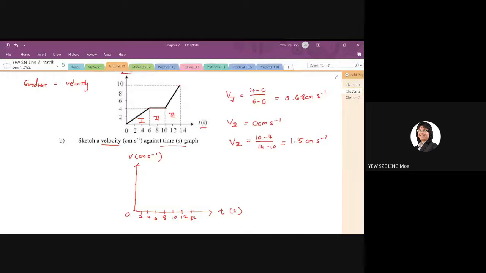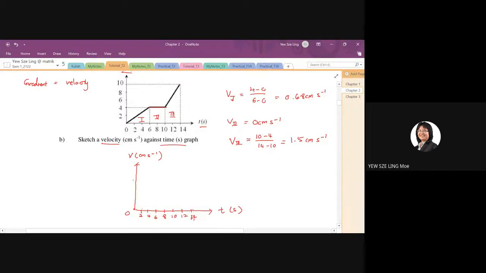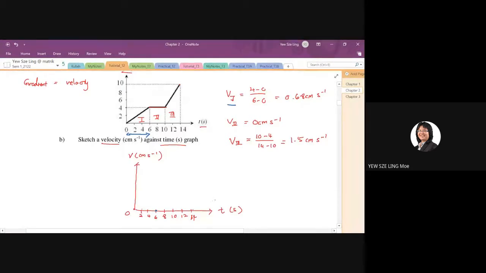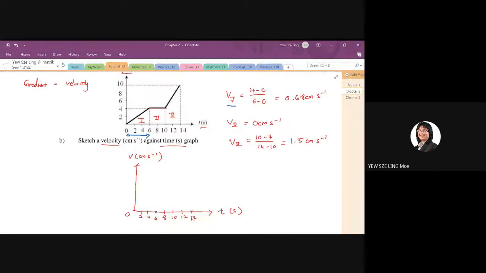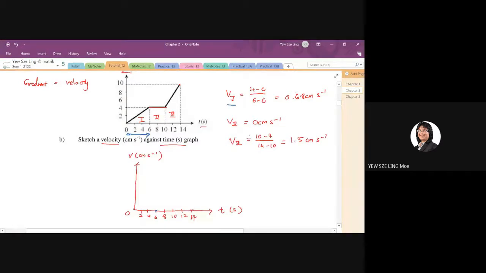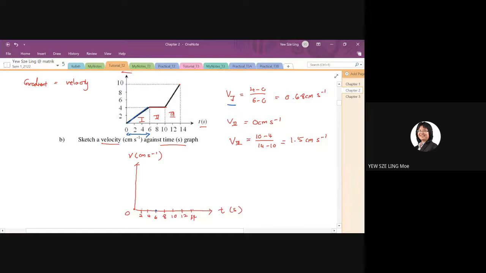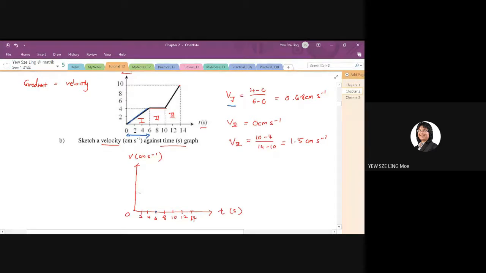And then what am I going to do next? Next, I'm going to sketch the graph before I label the y-axis, to make it easier for me. Now how am I going to sketch the graph? You look at V1. V1 is occurring from 0 until 6. So this is 6, and this is where we want to sketch the graph. Now we have 0.68. This is a straight line graph on the s-t graph, which indicates that my object is moving with uniform velocity. Uniform velocity means it is a horizontal line.